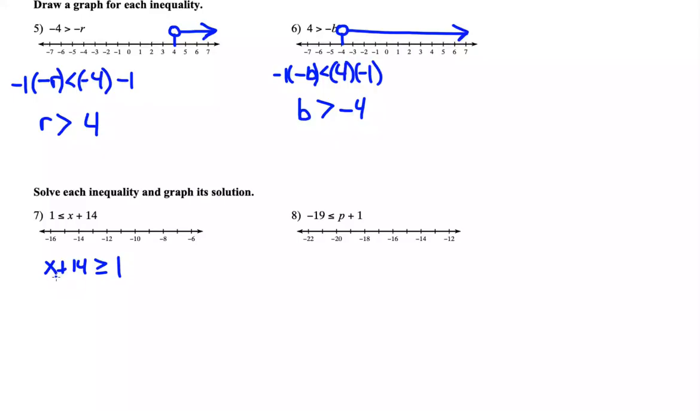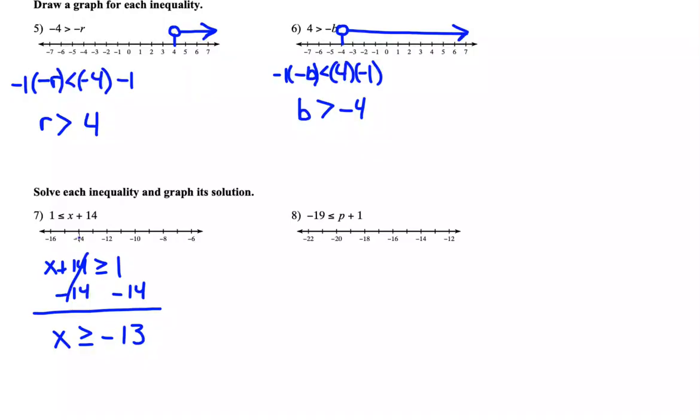And I want to isolate x, but I have x plus 14. The opposite of plus 14 is minus 14. So if I subtract 14 from the left side, I have to subtract 14 from the right side as well. Now those cancel, so on the left, I'm left with x. And on the right side, I have 1 minus 14, which would be negative 13. So I have x is greater than or equal to negative 13.